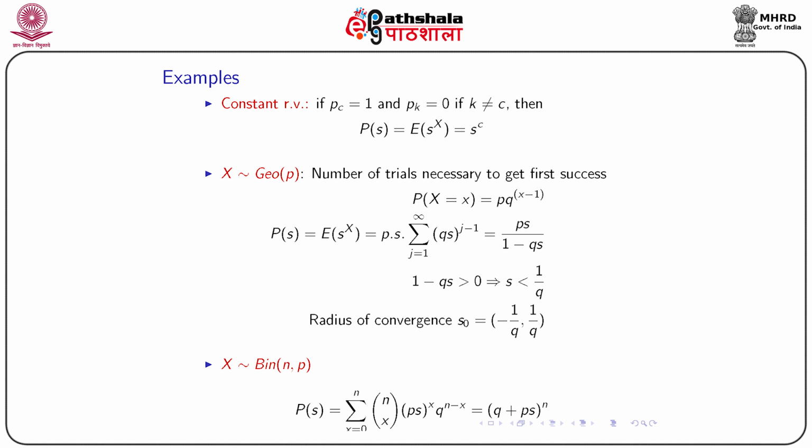Now we try to find the form of this function, the probability generating function, for different types of random variables. First we assume that the random variable is constant. So we say that P_c equals 1 and P_k equals 0 if k is not equal to c. So this random variable takes only one value. Then P(s) will be the expected value of s to the power X, and this is nothing but s to the power c.